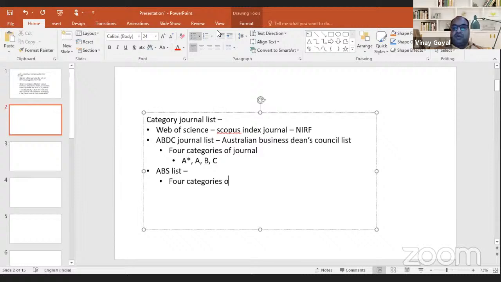They also have four categories of journal, and they classify as 1, 2, 3, 4. But I will write as 4, 3, 2, 1. That will be better. Four categories of journal, 4, 3, 2, 1. ABS list, 4, 3, 2, 1.